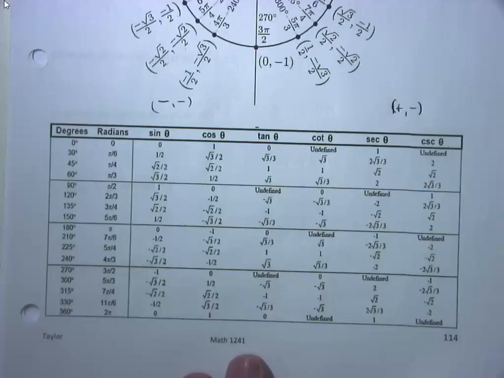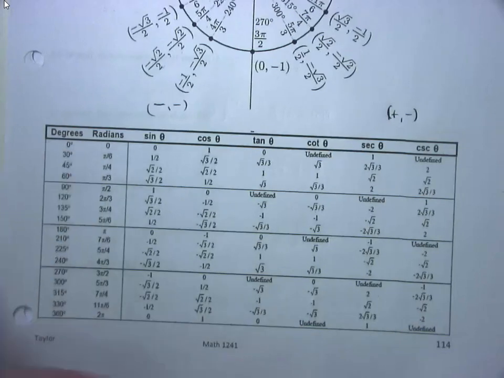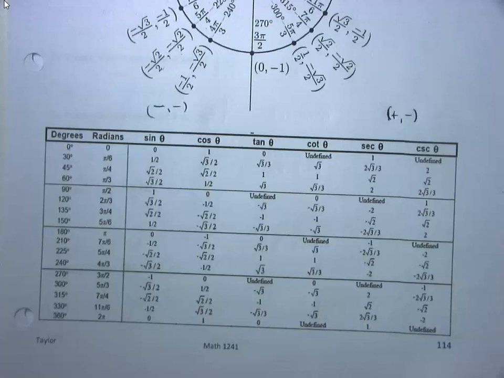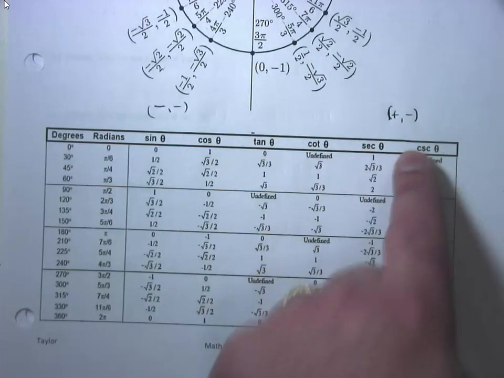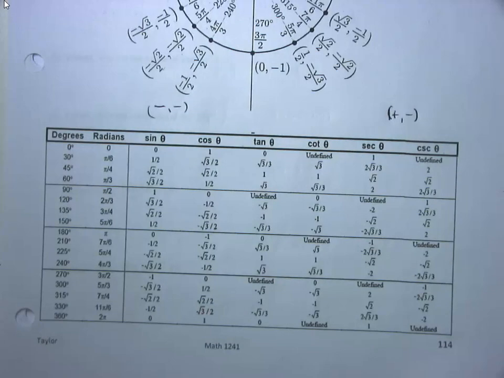We also have a big old chart down here for every angle between 0 and 2 pi of the exact value for each type: sine, cosine, tangent, cotangent, secant, and cosecant. Remember, cosecant is 1 over sine. Secant is 1 over cosine. Cotangent is 1 over tangent, or cosine over sine. Tangent is sine over cosine. So by doing these ratios, these are the numbers that you end up getting.